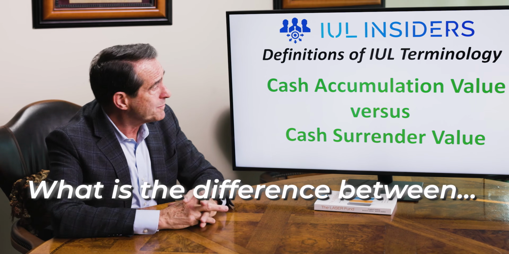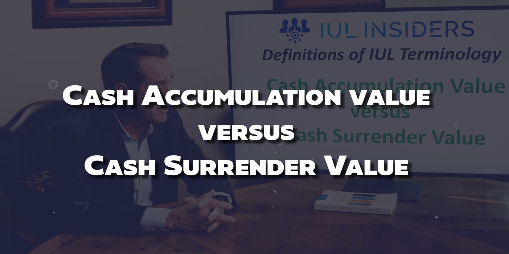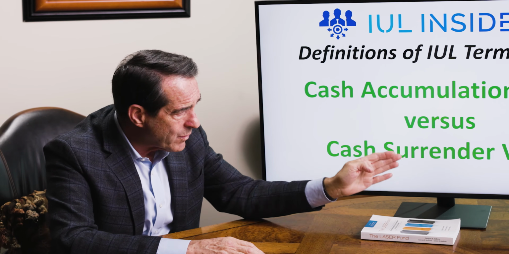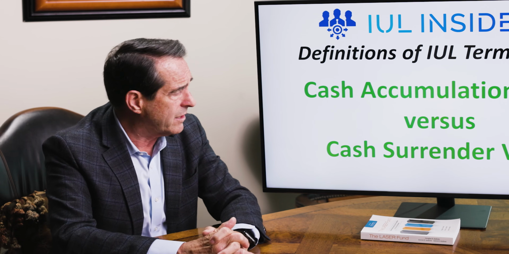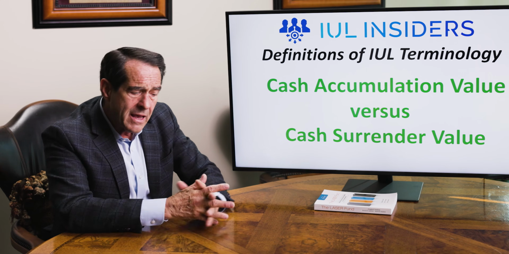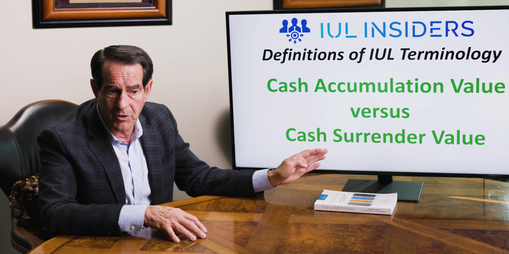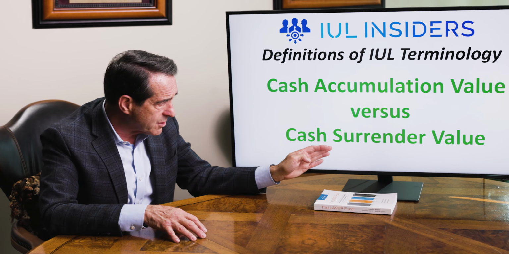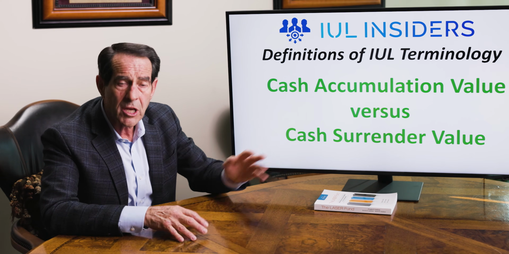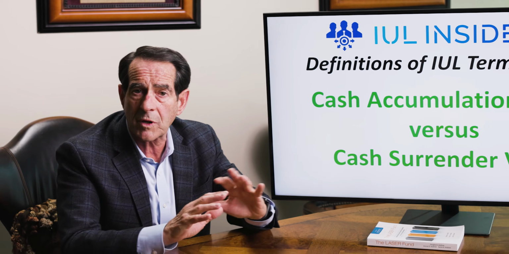What is the difference between cash accumulation value in an indexed universal life policy versus cash surrender value? It's very important to understand these differences and when this one comes into play, because it's not about the surrender value if you're wanting to do this for a long-term goal, because this one will end up becoming this one usually within 10 to 15 years. So get ready. I want you to get super clear on the difference between these two.